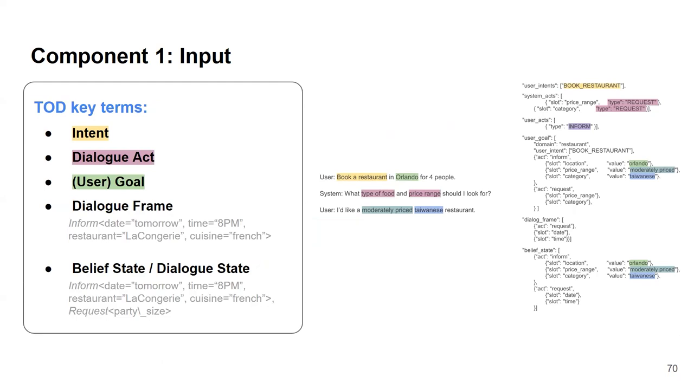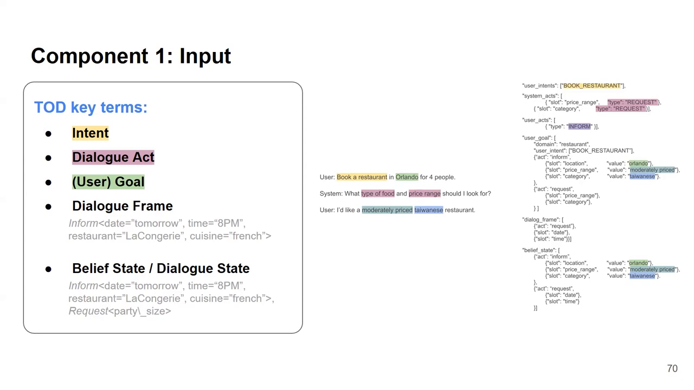This is an example of a TOD dialogue and what the model keeps in memory. So you can see in the middle, you have a very short TOD dialogue with three turns. And then on the right, you see all of the things that the model has to track, request, and inform the user of, to make sure that it reaches a certain user goal.